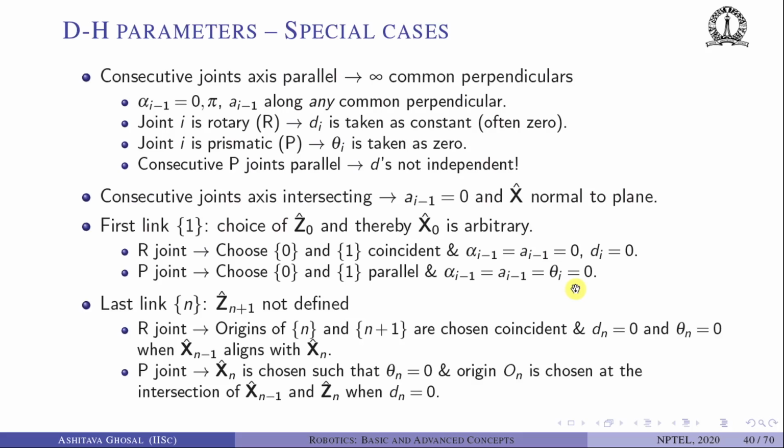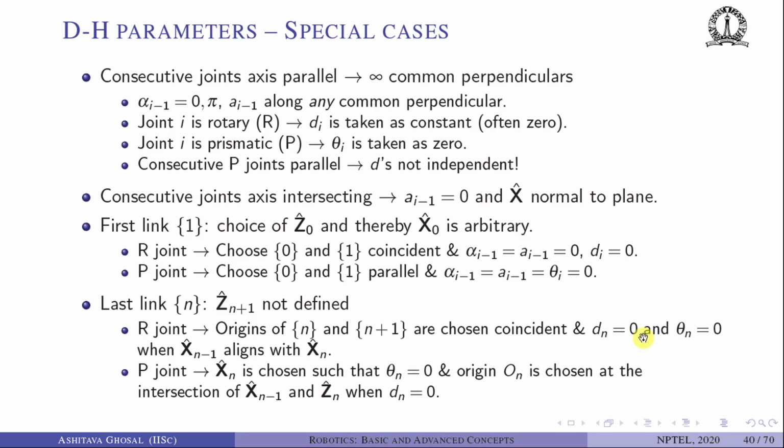The last special case is the last link. Okay, the last link is special because there is no z n plus 1. So we cannot find a common perpendicular between, let's say, z6 and the next one. There is no z7. So in order to resolve this problem, if the last joint is rotary, then the origins of n and n plus 1 are chosen coincident. d n is 0 and theta n is 0.